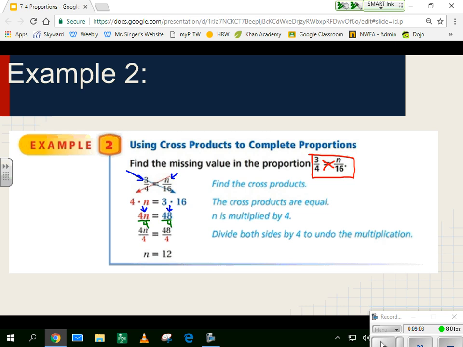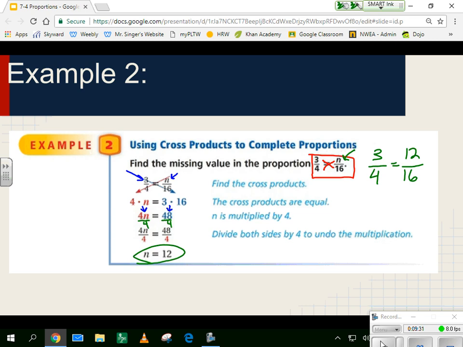And what that will do for us is it will tell us how many times 4 goes into 48, which will tell us what n is going to equal. So 4 goes into 48 12 times, so n equals 12. So when you're going to check your work, all you have to do is plug and chug. We're going to plug that 12 back into our proportion, and we're going to make sure that 3 to 4 is the same as 12 to 16.